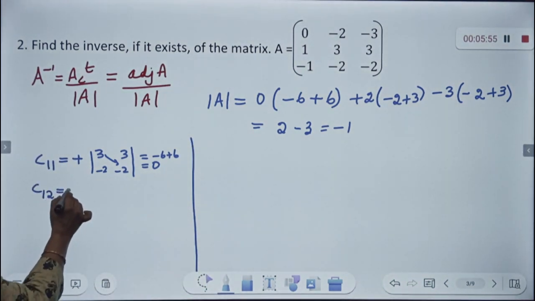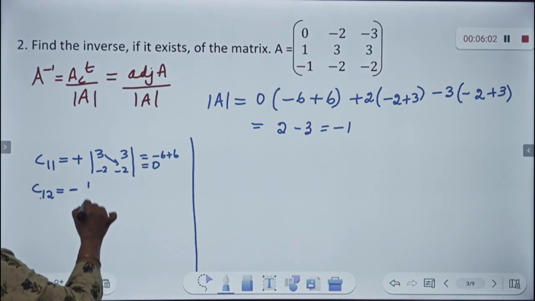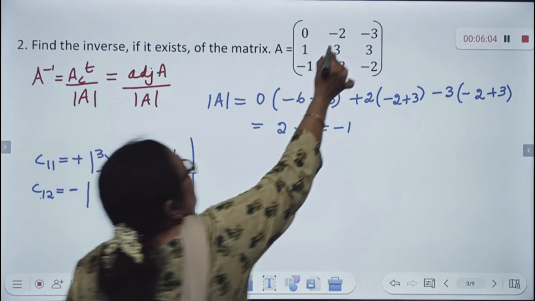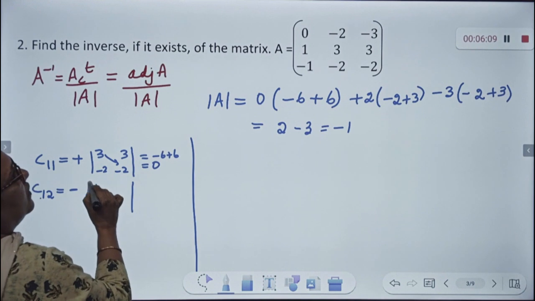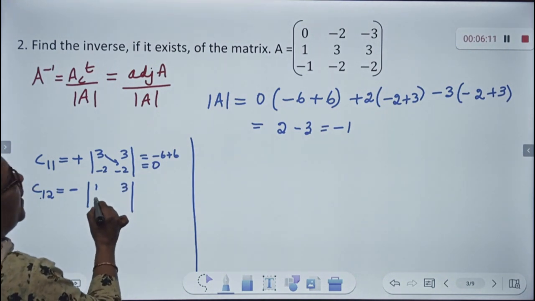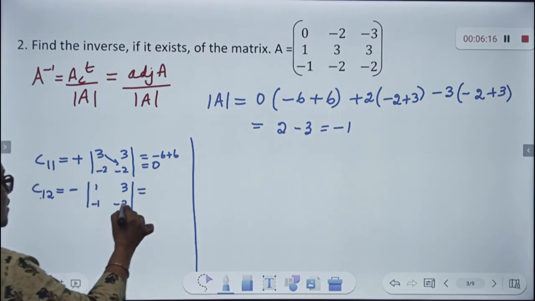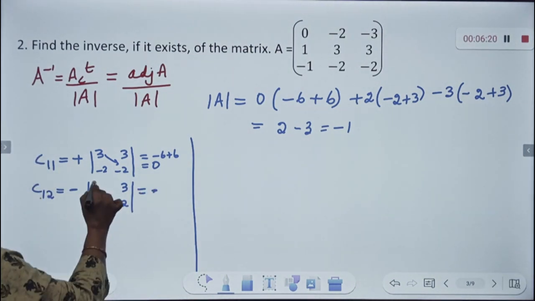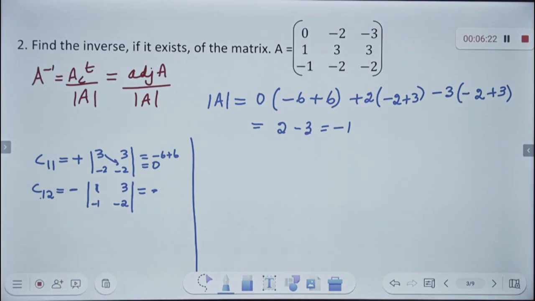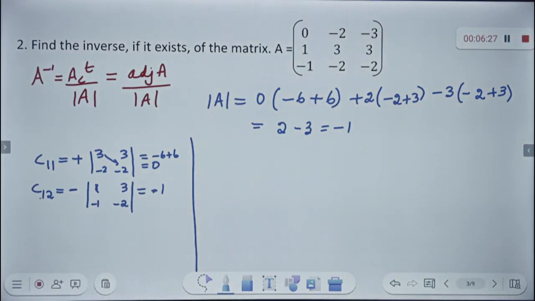C12. When 1 plus 2 is 3, an odd number, attach a negative sign. So negative of this element. But leave out that column and row. So what will you have? 1, 3, minus 1, minus 2. Which is equal to minus of, this is what? Minus 2 plus 3. Minus 2 plus 3 is 1. So it is minus 1.